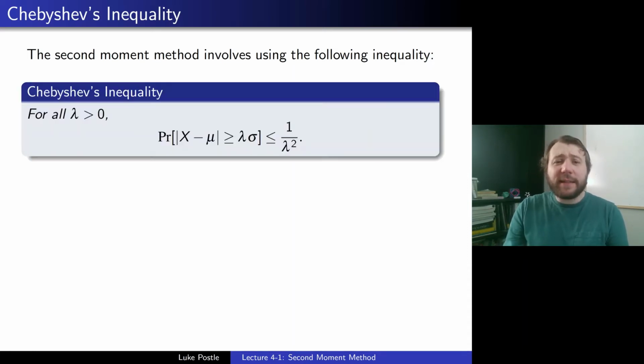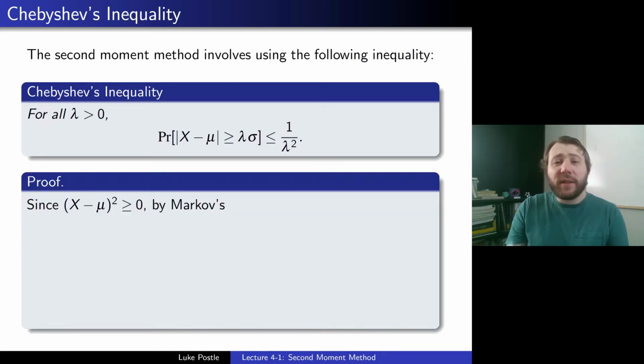What does it say? It says that for all lambda greater than 0, the probability that |X minus mu| is at least lambda sigma is at most 1 over lambda squared. So that the distance from the mean mu, if it's at least lambda standard deviations, it's at most 1 over lambda squared. What's the proof of this?